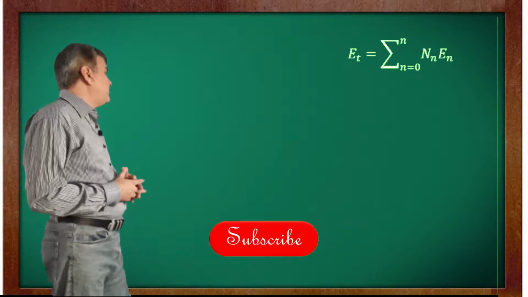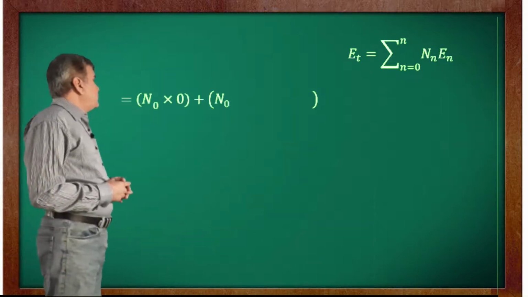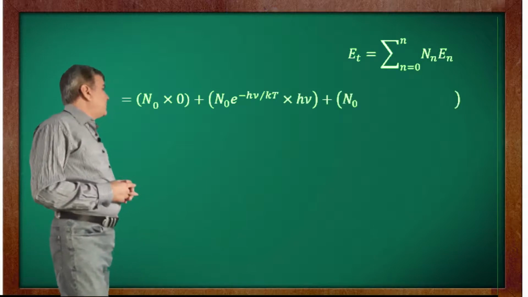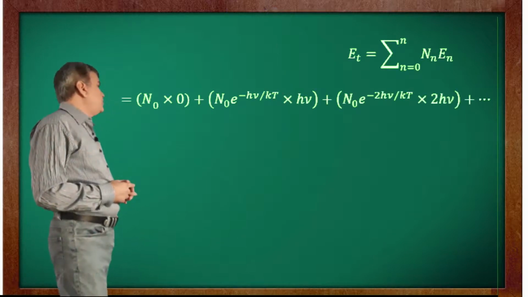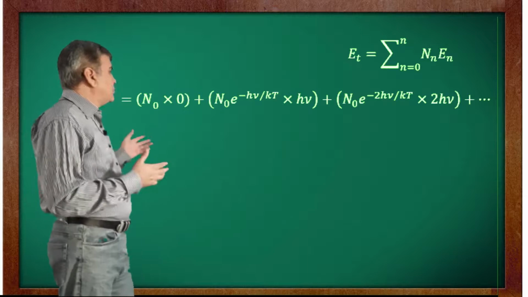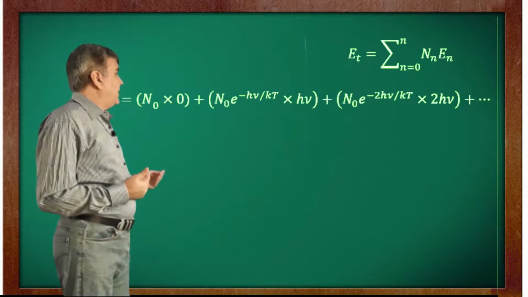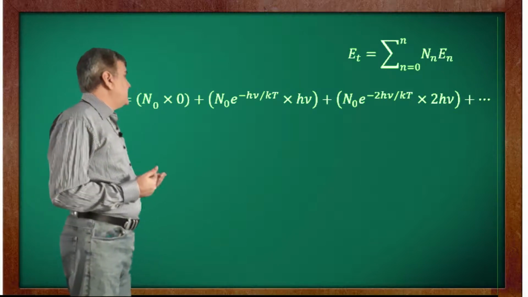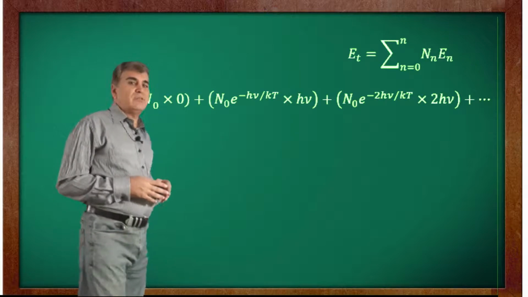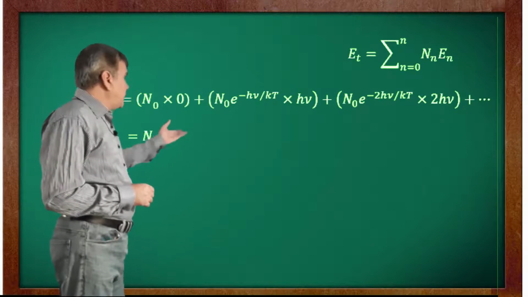And if I substitute the values and expand this equation, I can write this as N naught times 0 plus N naught times exponent minus h nu over kT times h nu plus N naught times exponent minus 2 h nu divided by kT times 2 h nu plus, and so on. Now this equation can be put into a form by taking N naught h nu exponent minus h nu over kT common from all the terms.